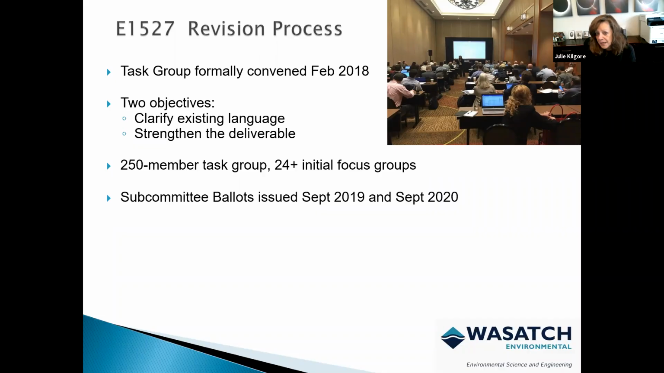So we've had a couple of ballots. We had our initial subcommittee ballot in September of 2019. We worked through a lot of really good comments that came in. We put another ballot out in September of 2020. We have been meeting on almost a weekly basis to get through those. Our discussions are ongoing. I'm anticipating that we'll have another ballot go out probably the end of February as we just make our way through so that we can have an updated standard by the end of 2021.